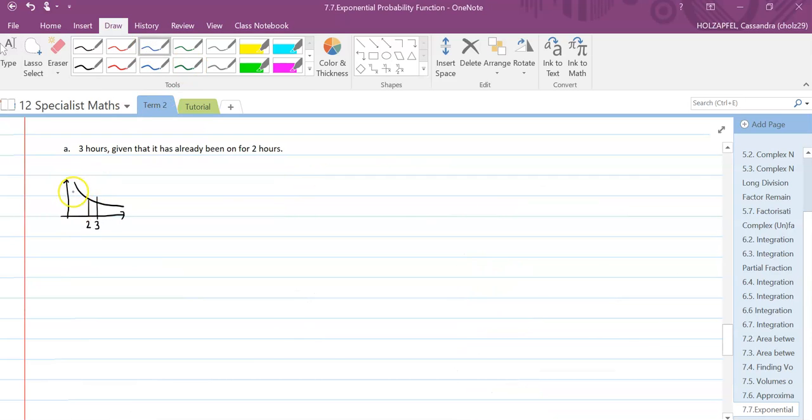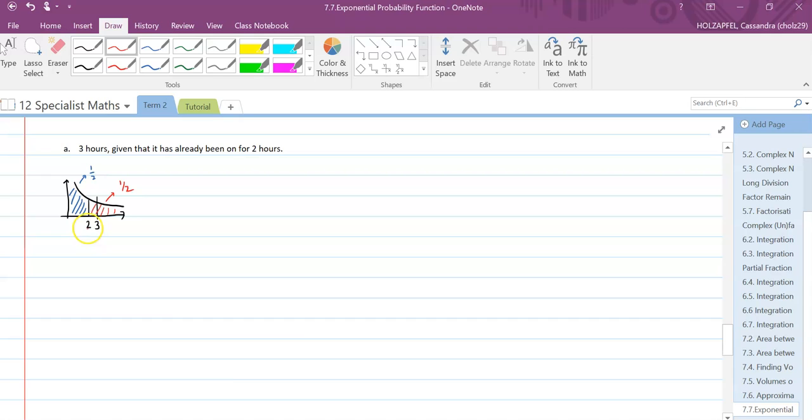Okay, so let's think about this conceptually. If I know that my mean value is going to be 2, then this value here is going to be equal to a half. So there's a 50% chance that the battery life will last for 2 hours. So that means there's a 50% chance that it's not going to last after that time.